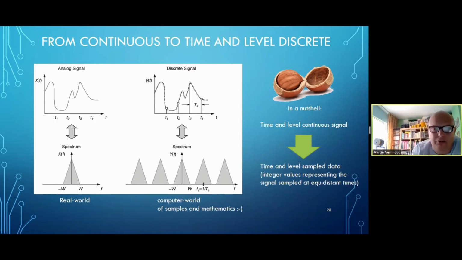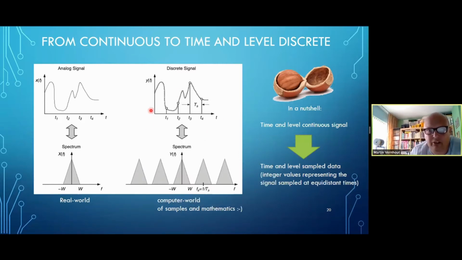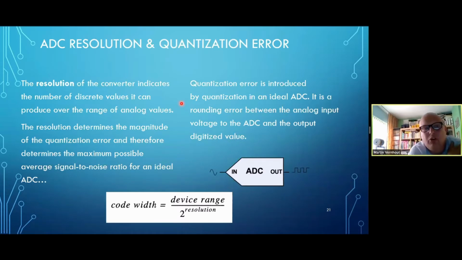Over here, let me put on the laser pointer. It is actually collecting data at specific time points here, T1, T2, T3, and T4. And also the level itself is now quantized. That means we need to talk about ADC resolution and quantization error. The resolution of a converter simply indicates the number of discrete values it can produce.